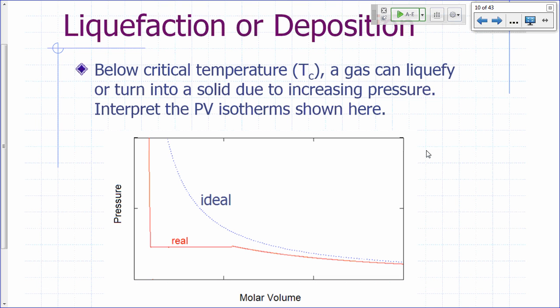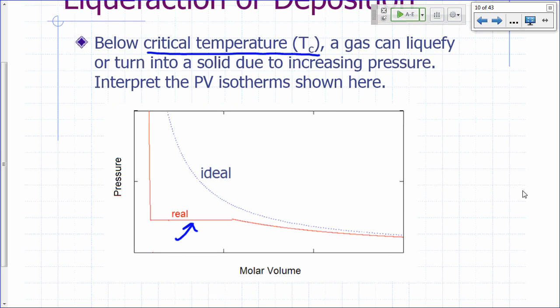There's a certain temperature above which you cannot liquefy a gas, and that's called the critical temperature. So below the critical temperature, you can actually change the gas to either a solid or a liquid by simply increasing the pressure. You can maintain its temperature, but you can turn it into a solid or a liquid by increasing its pressure. And that's illustrated here. This pressure-volume curve illustrates a gas that's liquefying as you change the pressure.